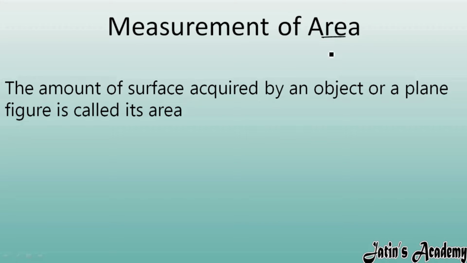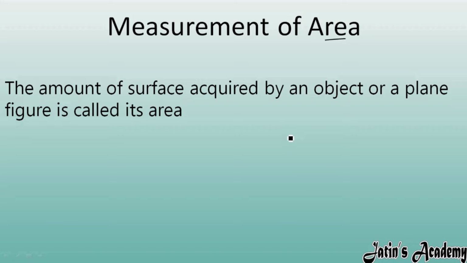Measurement of area. First of all, we should know how we can measure some physical quantities. There are some instruments by which we can measure different physical quantities, and one by one we are going to study about that also. So first we have measurement of area, that is, how we are going to measure the area.